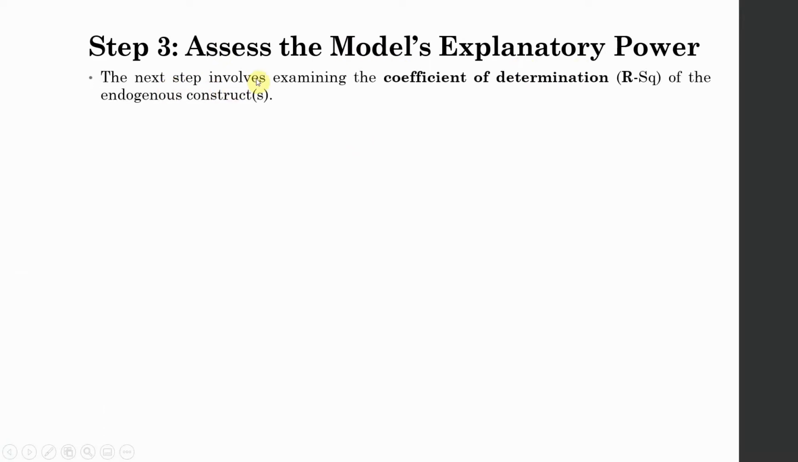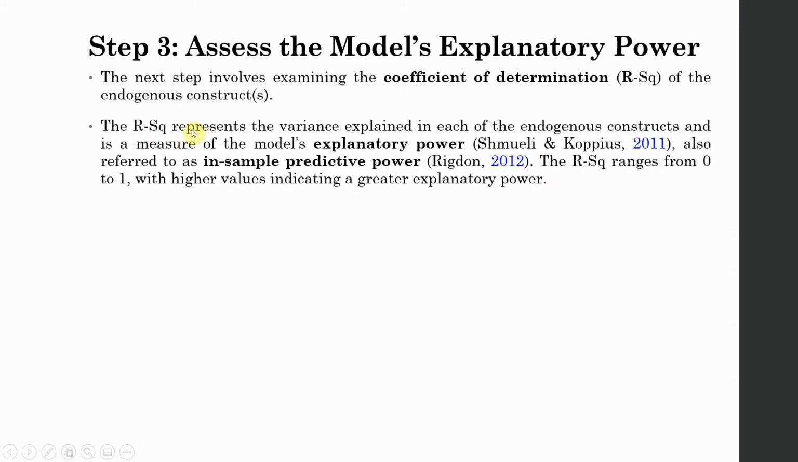The next step involves examining the coefficient of determination, that is your R-square of the endogenous constructs. The R-square represents the variance explained in each of the endogenous constructs and is a measure of the model's explanatory power, also referred to as in-sample predictive power. The R-square ranges from 0 to 1, with higher values indicating greater explanatory power.